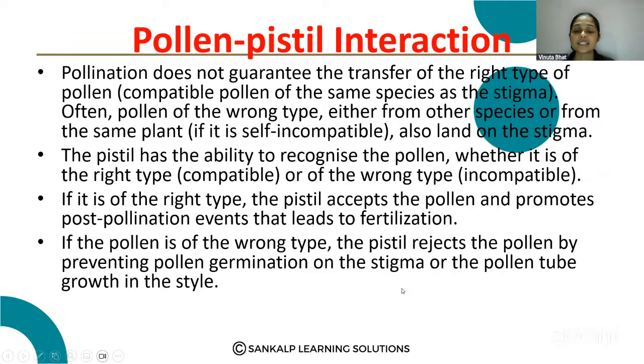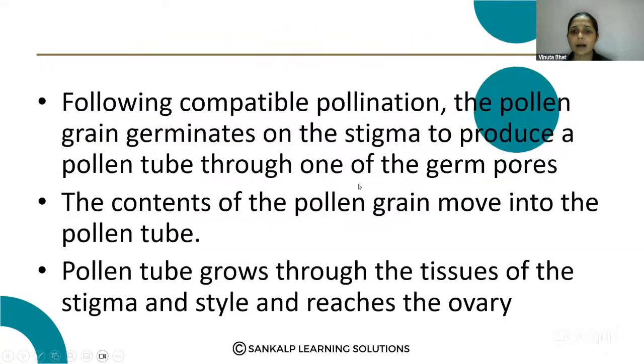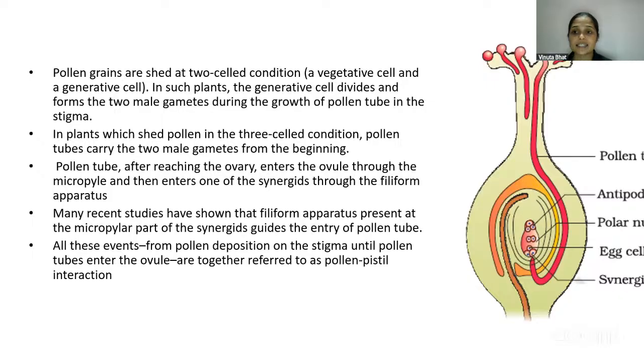Then the pollen pistil interaction. When pollen grains reach the stigma of the same species, or a compatible stigma, only then are they able to germinate. Otherwise they are rejected by the stigma by releasing some chemicals. So that is called the pollen pistil interaction. If they reach the stigma of a different species, they are not able to germinate.